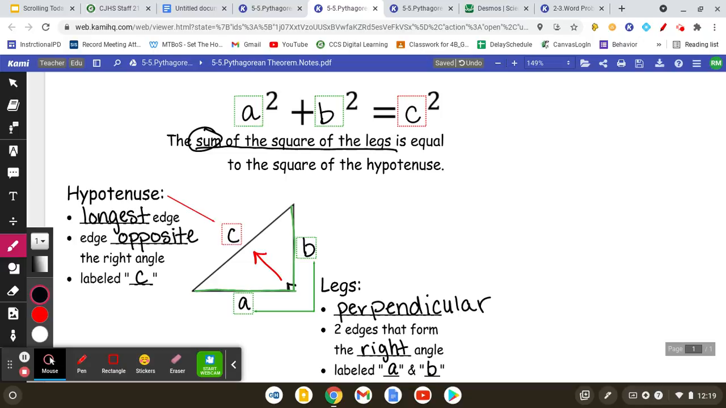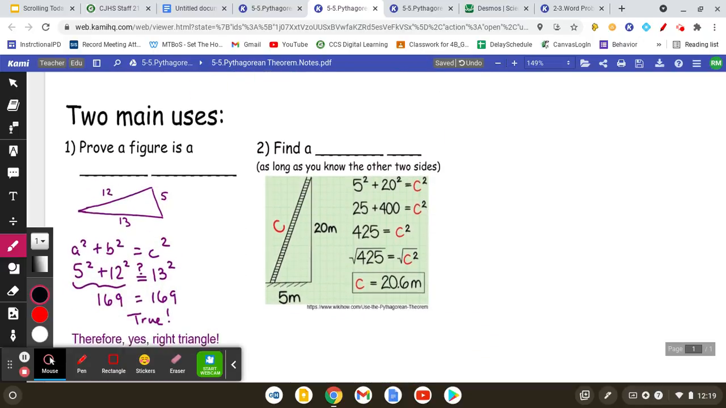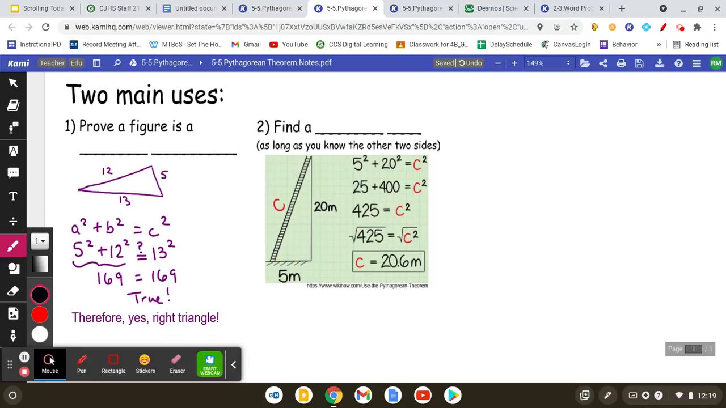So this is part of your notes. Let's look at the second part of your notes here. So what are we going to use this Pythagorean theorem for? Well, first, we're going to use it to prove if a figure is a right triangle.